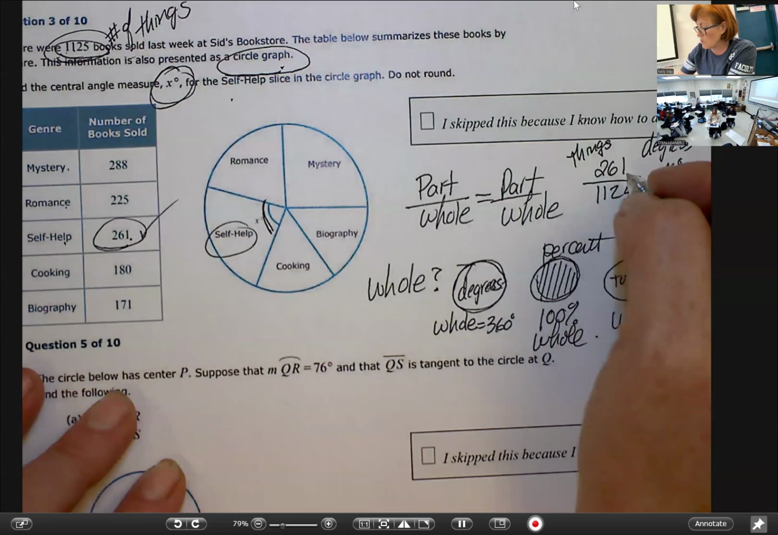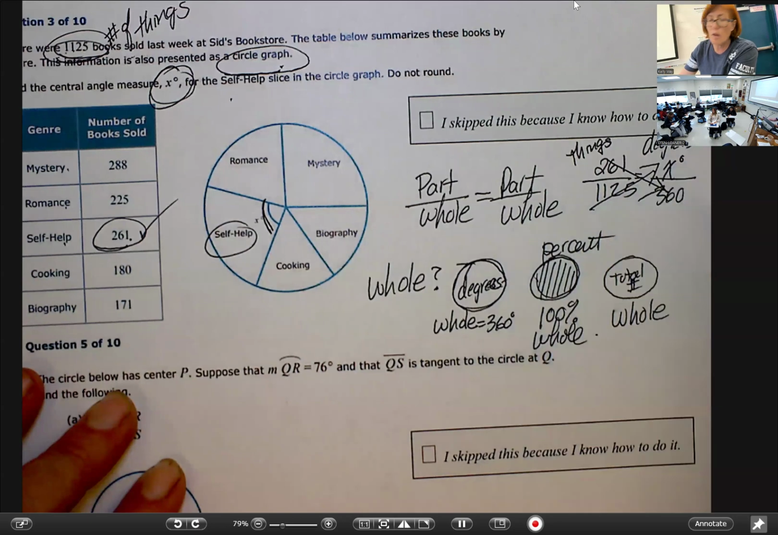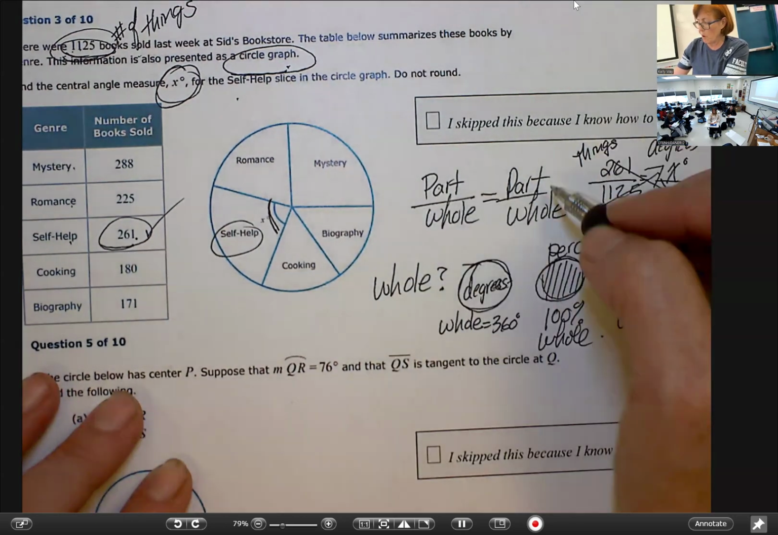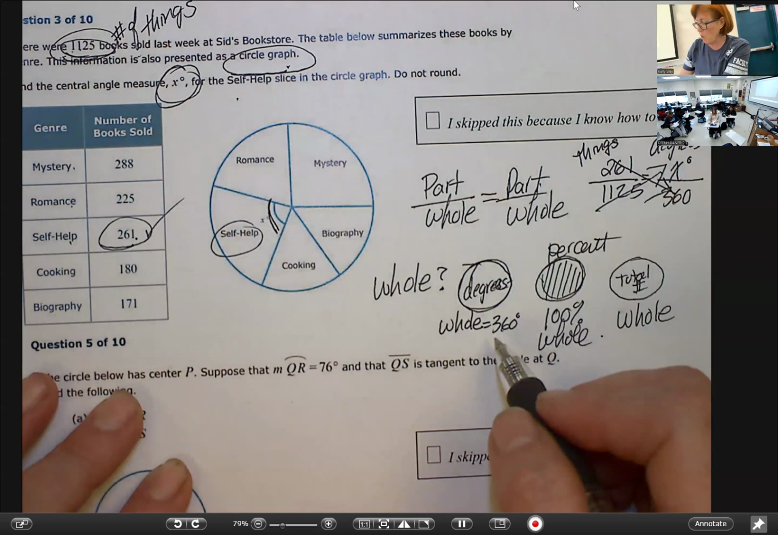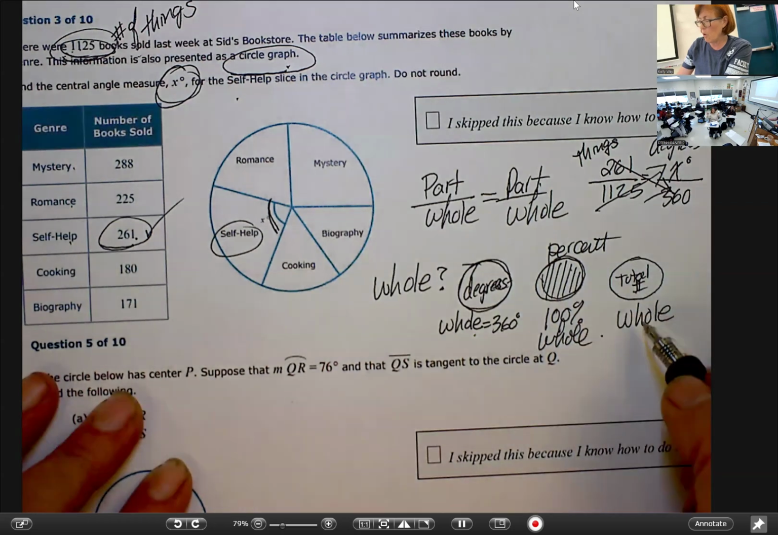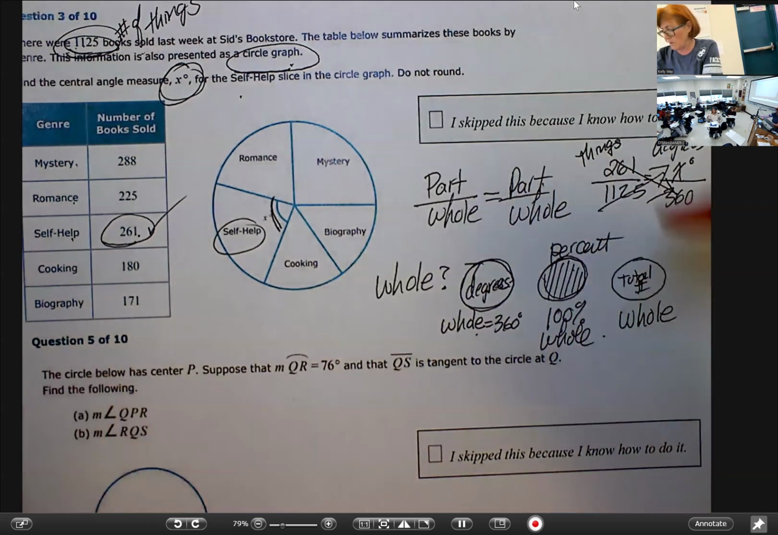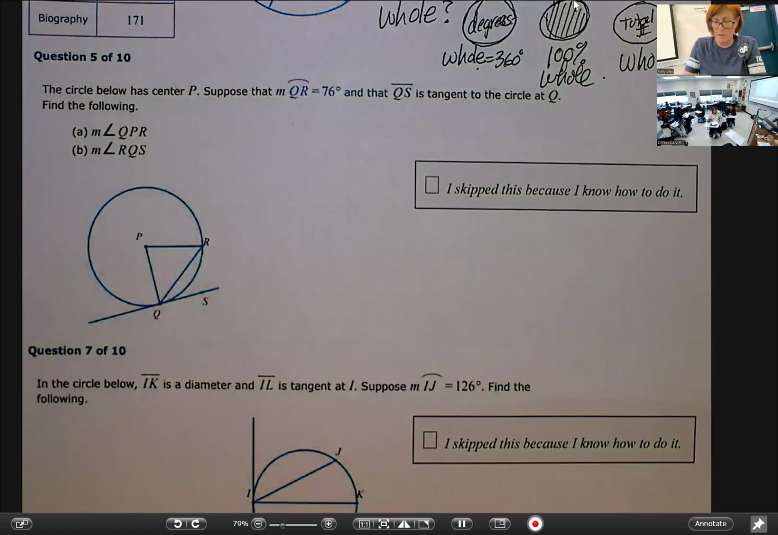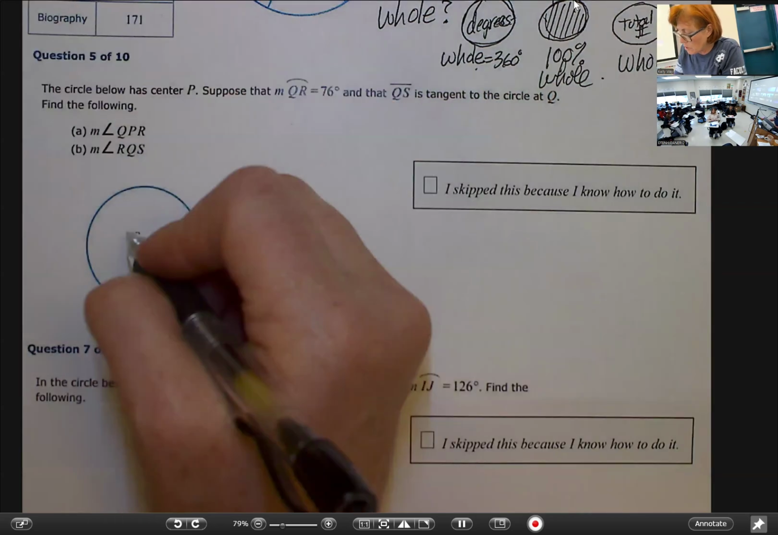So to solve for this, you simply cross multiply. So part over whole equals part over whole. What changes is the whole. Whole 360 degrees, whole percent, or whole number of things. Down here, it says right here below the piece of center, so darken that.